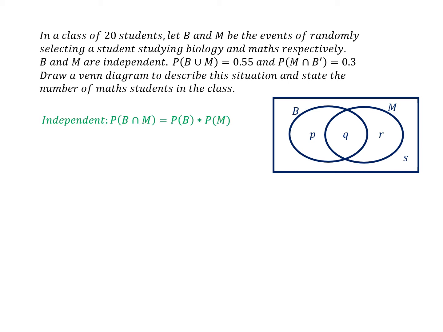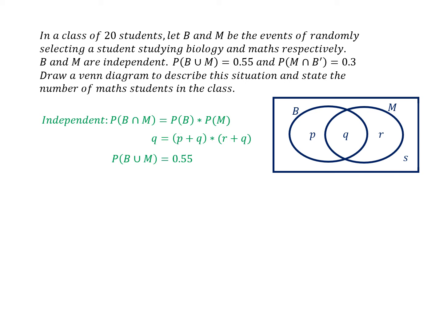So in terms of the letters that I've written P, Q, R and S, what does that mean? Well, B and M is there, and probability of B is there, and probability of M is there. So converted into the letters, we get that. So the next piece of information we're given is that the probability of B or M is 0.55. Not trying to make a joke there, but making one anyway.